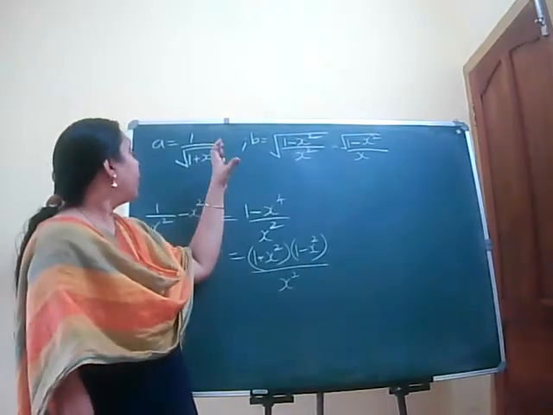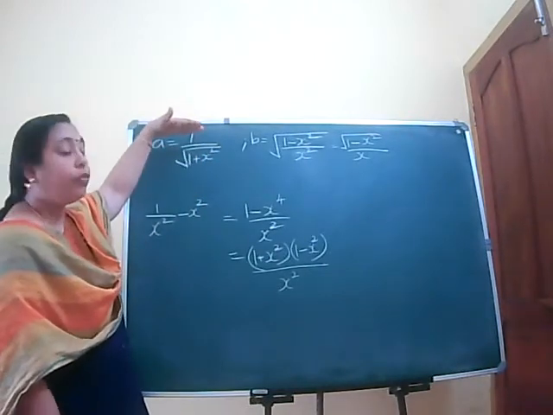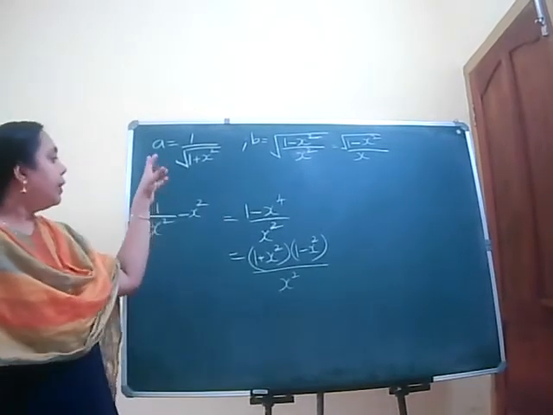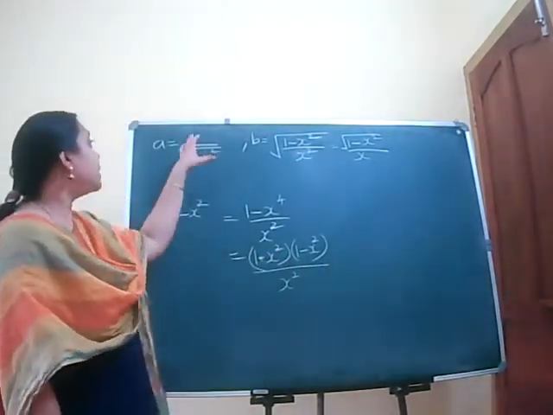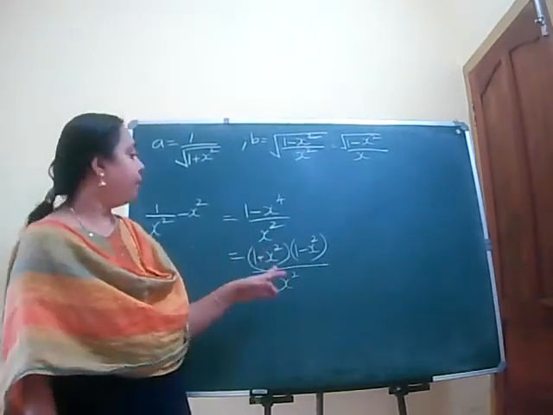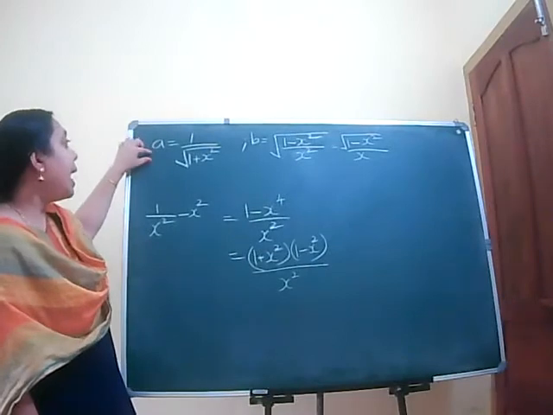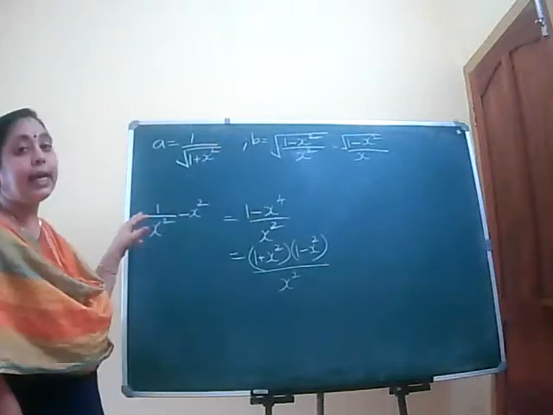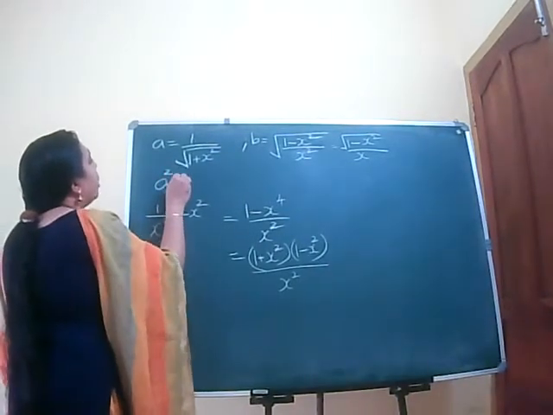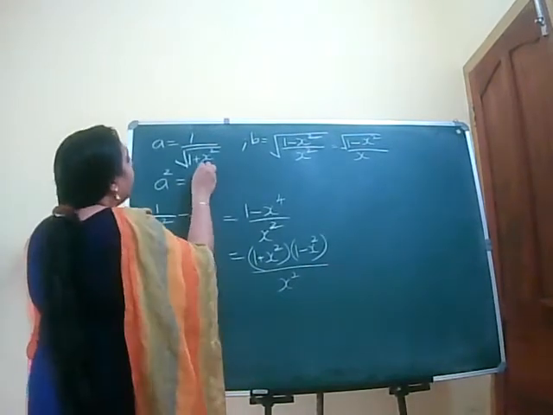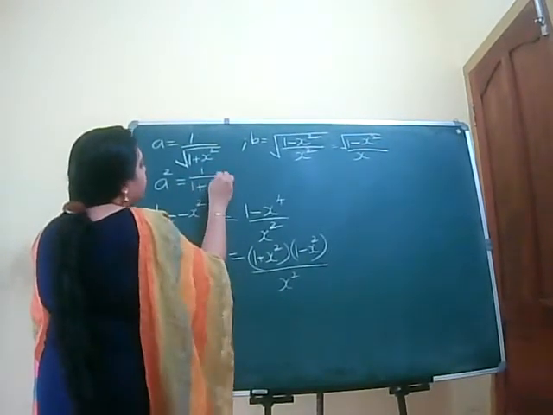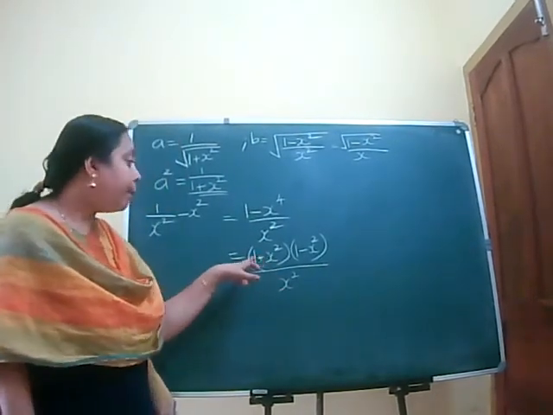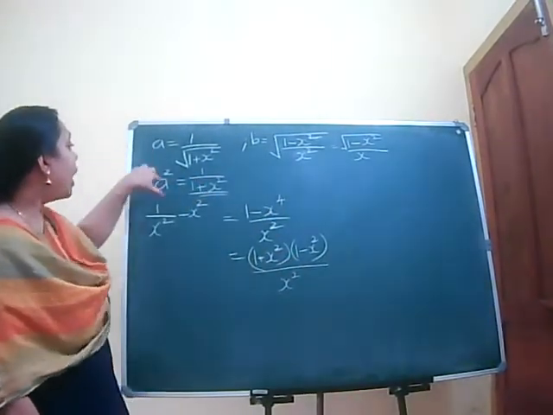Now we have A is 1 by square root of 1 plus x square. Now we get square root of 1 plus x square is 1 by A. Then 1 plus x square is 1 by A square. Taking the square of A, we get 1 by 1 plus x square. So 1 plus x square is 1 by A square.